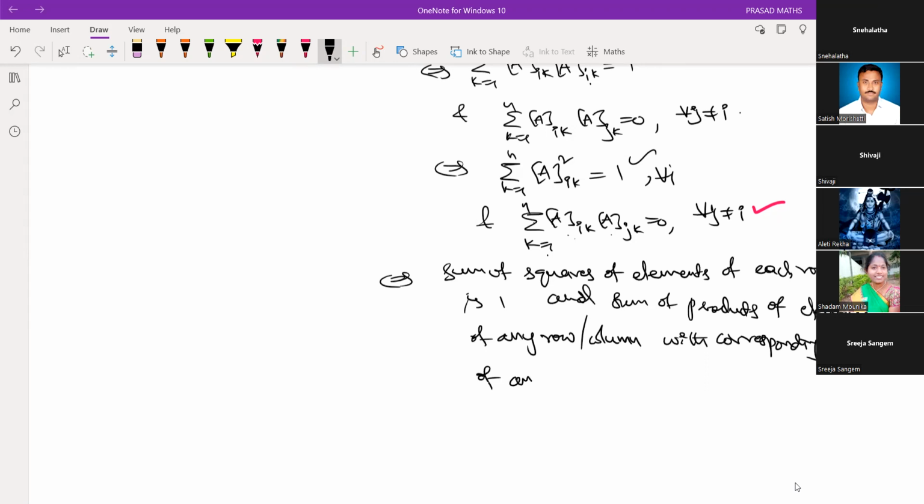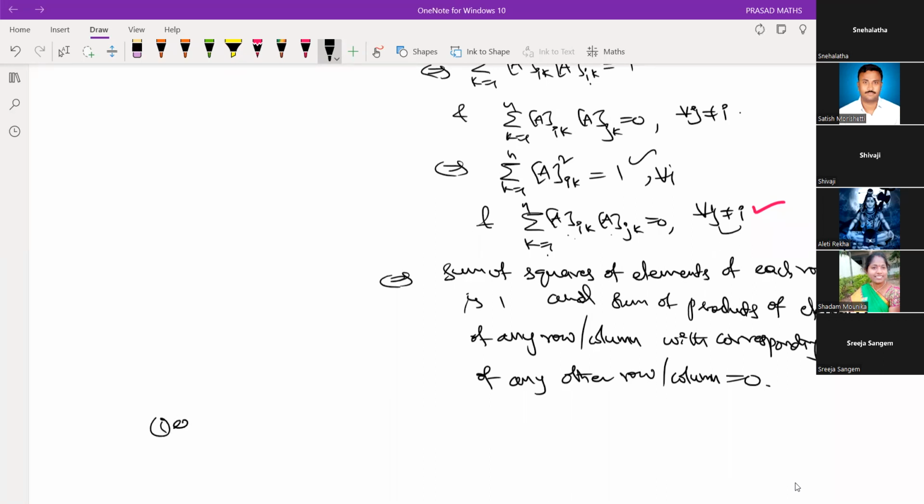Corresponding elements of any other row or column, meaning j not equal to i, is 0. So this is precisely the definition of an orthogonal matrix. That means the sum of the squares of each row is 1, and the sum of the products of any row with the corresponding elements of any other row is 0. That means the sum of products of elements of any two distinct rows or columns is 0.